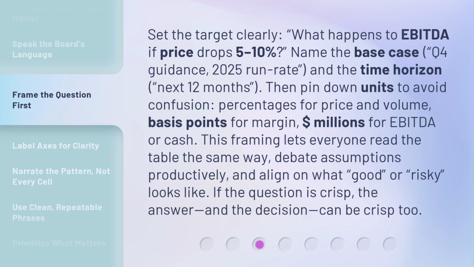This framing lets everyone read the table the same way, debate assumptions productively, and align on what good or risky looks like. If the question is crisp, the answer and the decision can be crisp too.